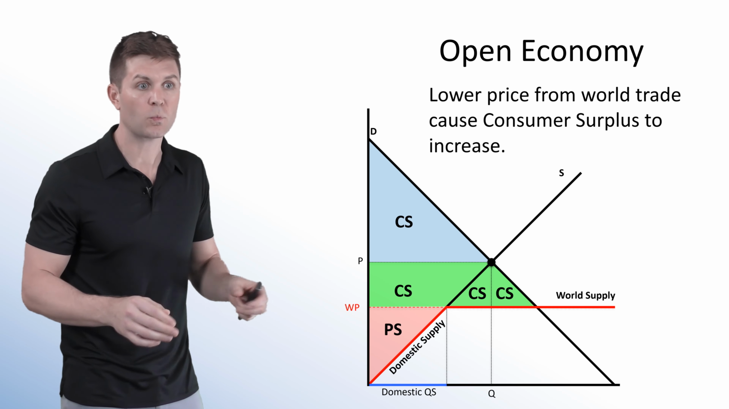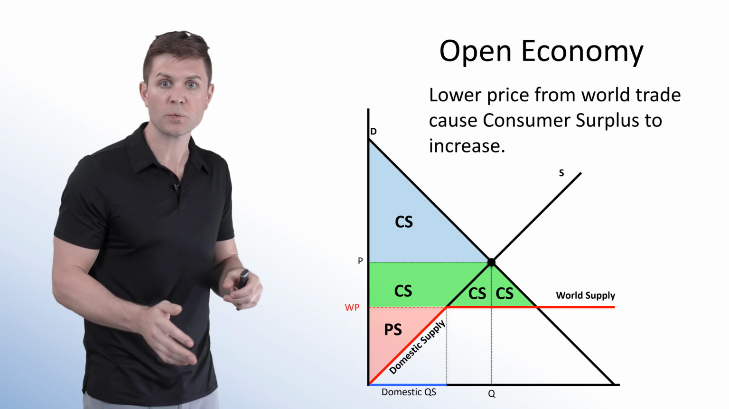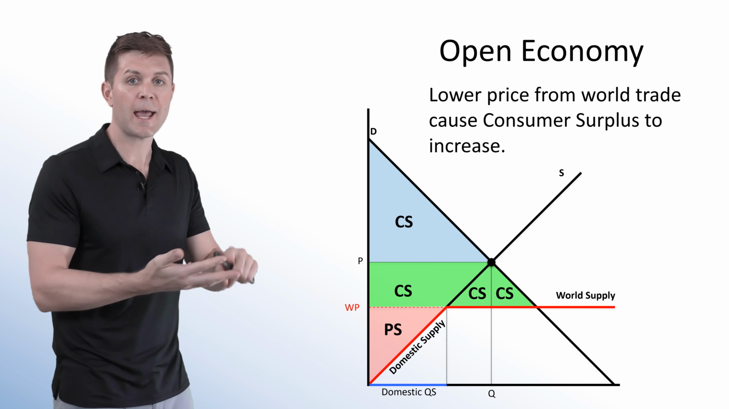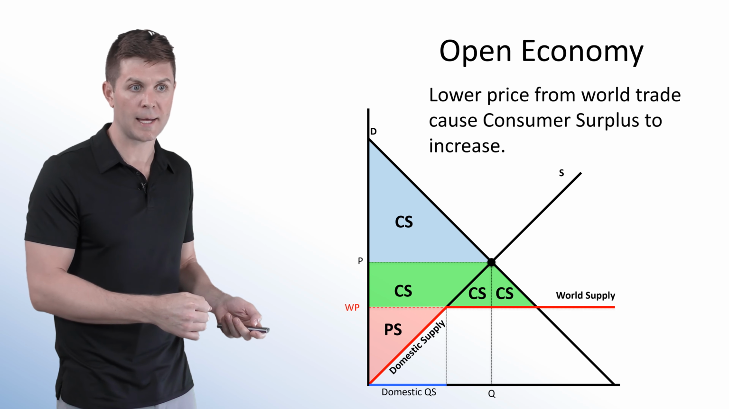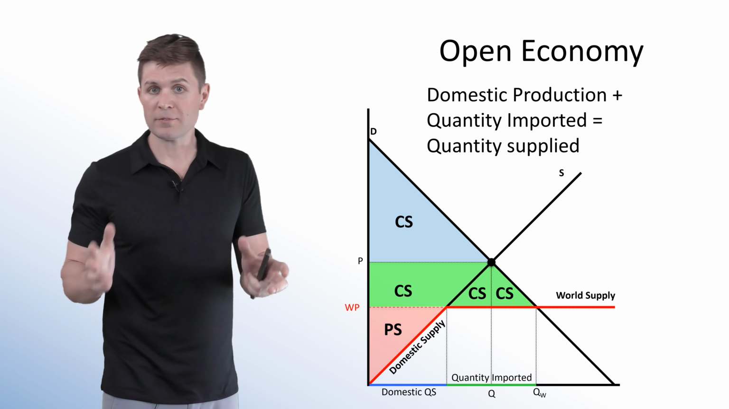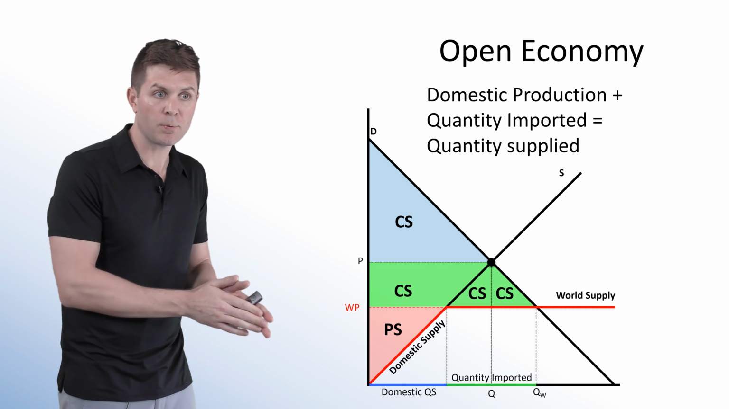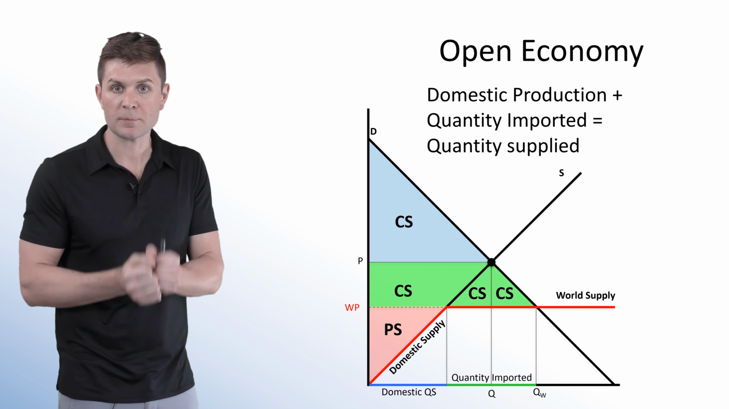This lower price from world trade causes consumer surplus to increase. We get additional consumers, and the existing consumers are getting it at a lower price. So we get to add this all on. So our domestic production plus the quantity imported gives us our total quantity supplied in the market.